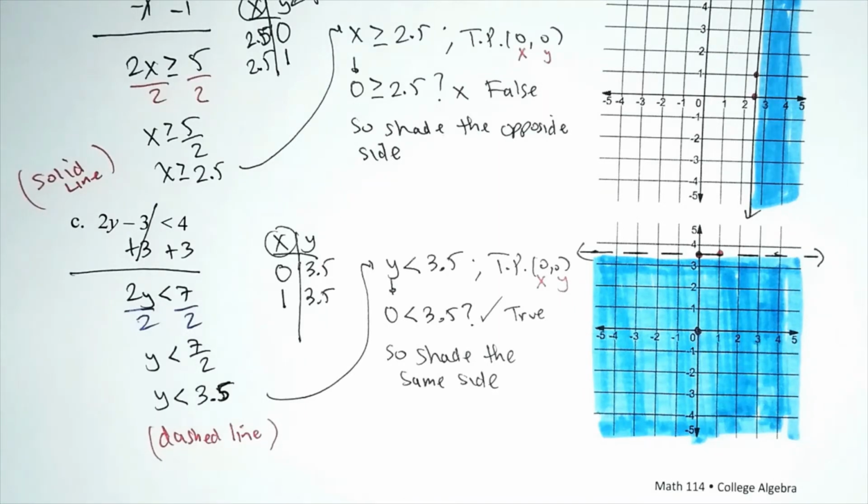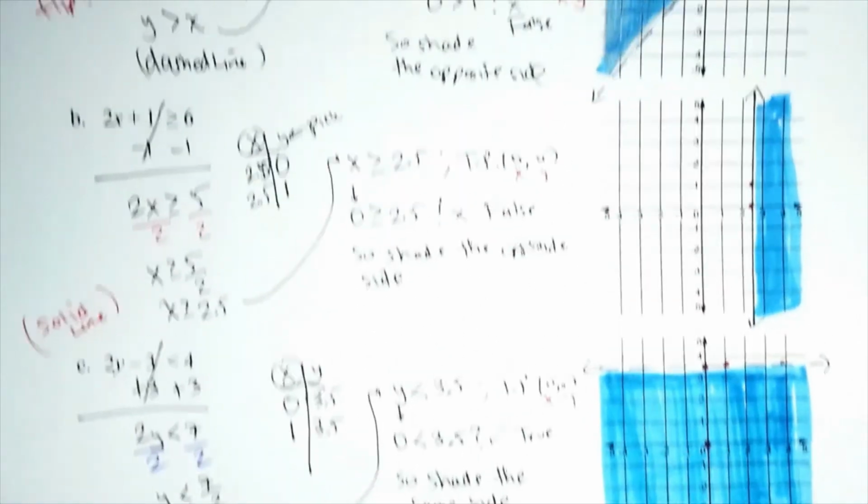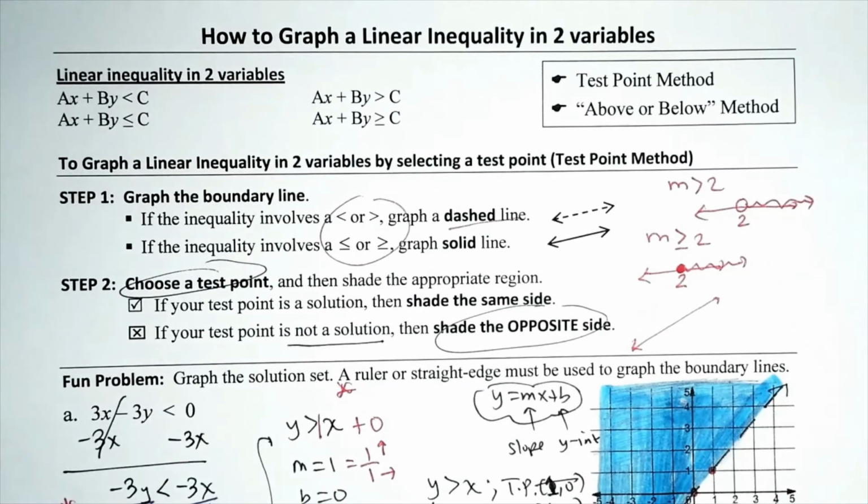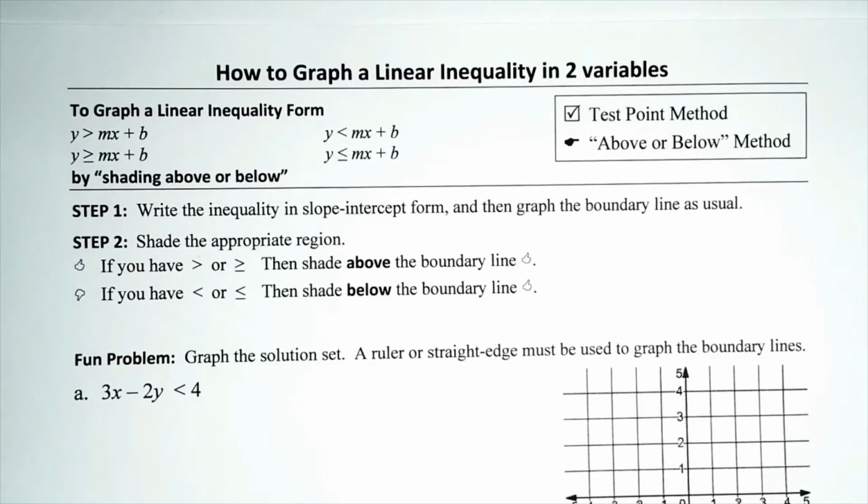Okay, cool, fantastic. So I said that we were going to graph the inequalities by using two techniques. We were going to use the test point method and the above or below method. Give me a sec and then we'll do the other technique. Okay, so let's go ahead.